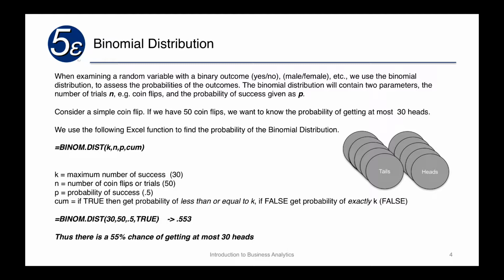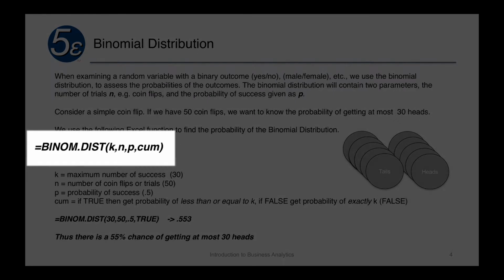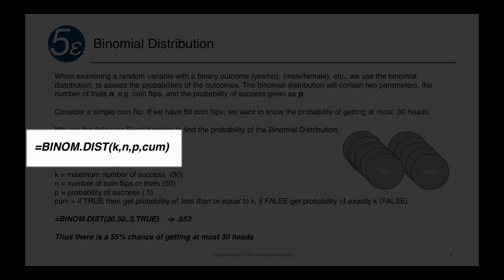So consider we have a simple coin flip. We have 50 coin flips that we're going to do, and we want to know the probability of getting at most 30 heads. What we'll do is use the Excel function to find the probability of the binomial distribution, Binom.DIST. K is the number of successes that we are looking for, which in this case is 30. N is the number of coin flips or trials. P is the probability of success.